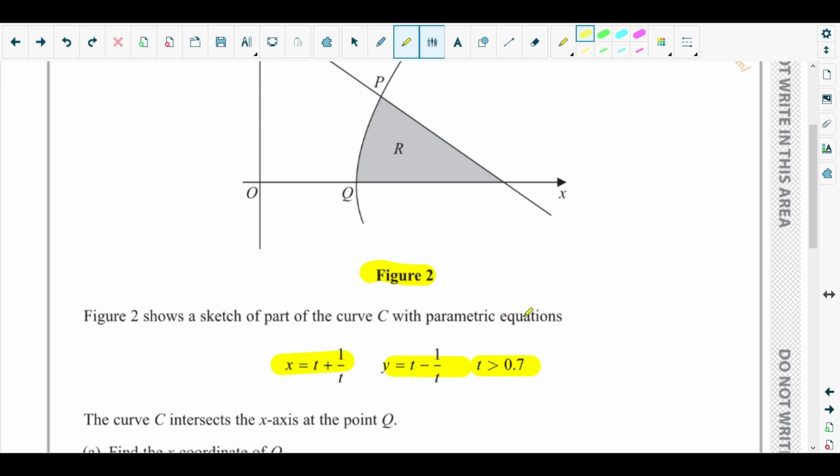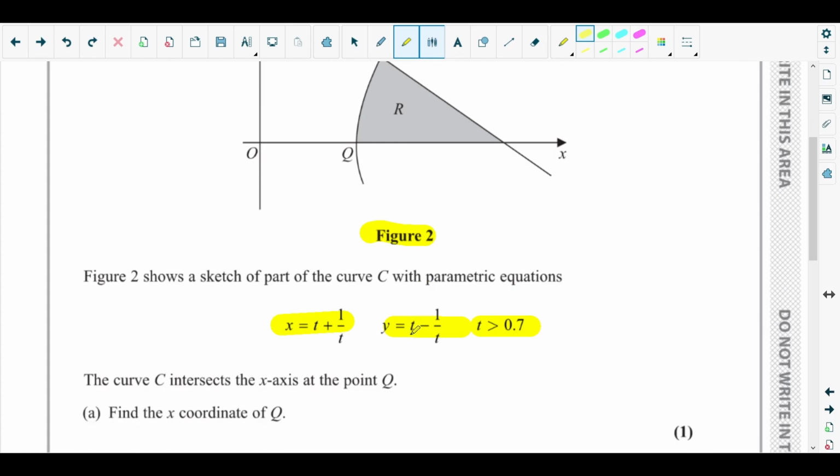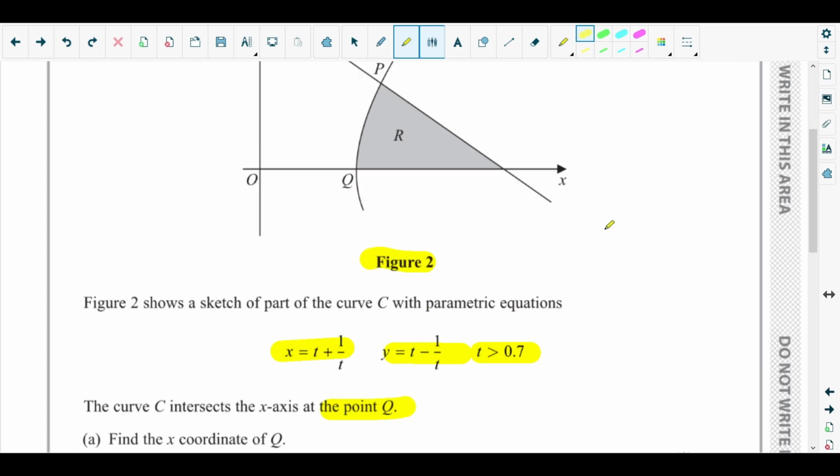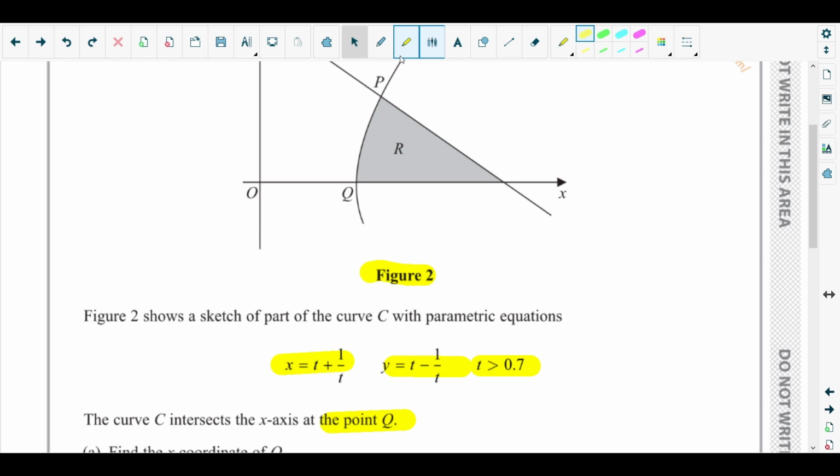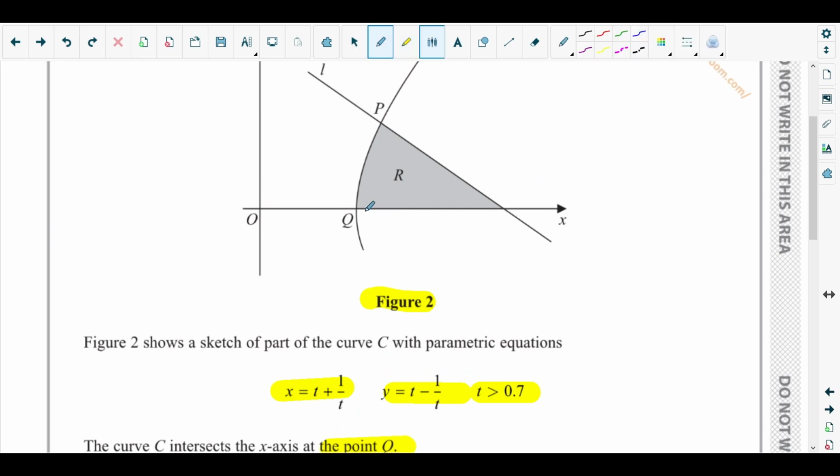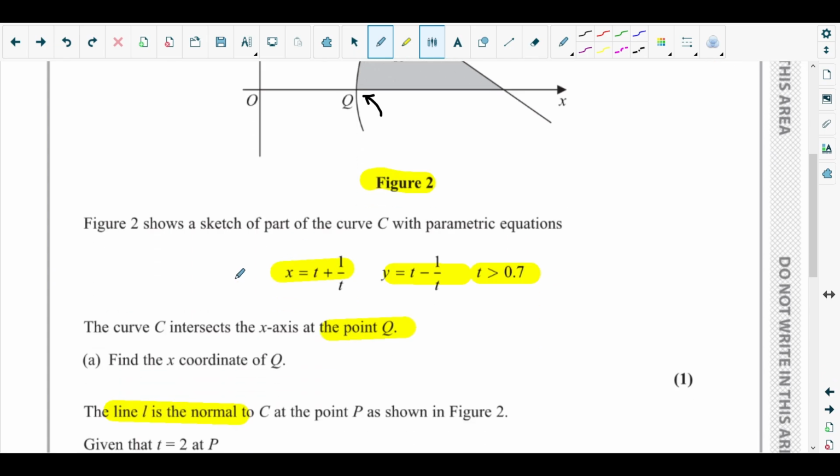The curve C intersects the x-axis at the point Q. It intersects the x-axis at point Q. This is the point Q. We can see here point Q is there. Find the x coordinate of Q. How can we find out the x coordinate?